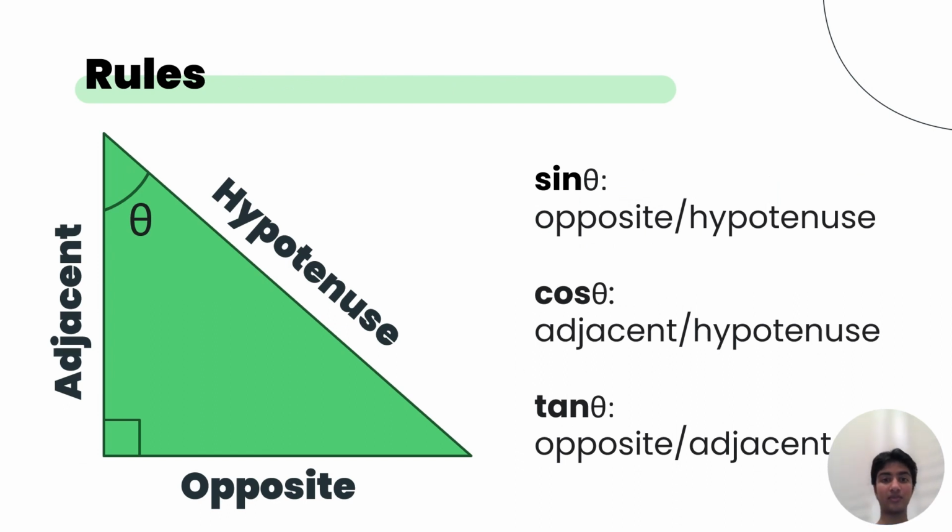Okay, so let's go over some rules and the SOHCAHTOA thing I was talking about. I'll go over more of SOHCAHTOA and how exactly it's used later on. But let's start with the ratios. Sine theta is opposite over hypotenuse. Cosine theta is adjacent over hypotenuse, and tangent theta is opposite over adjacent.